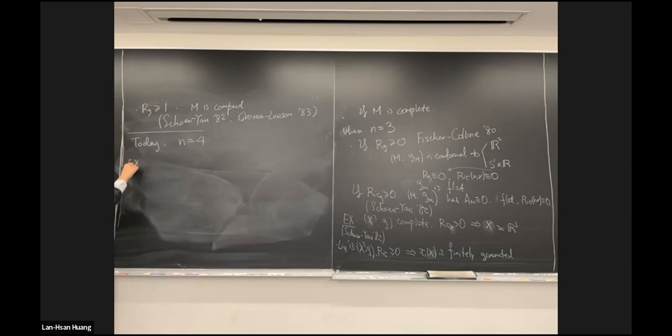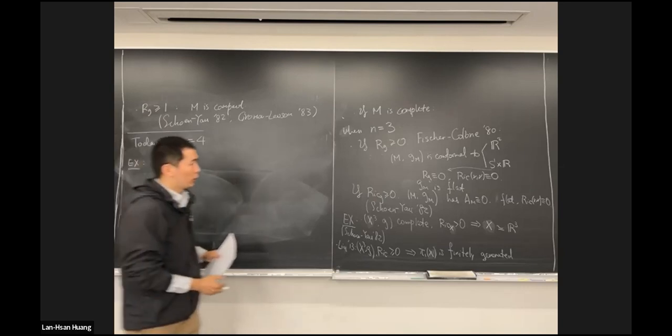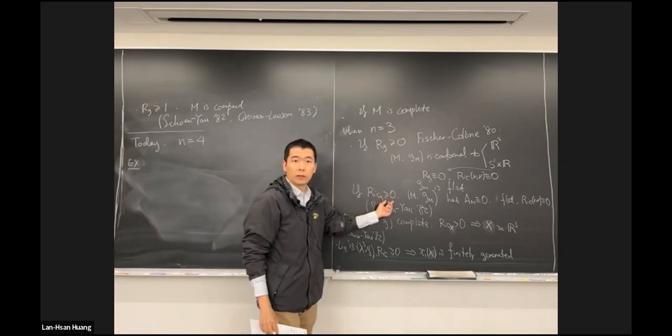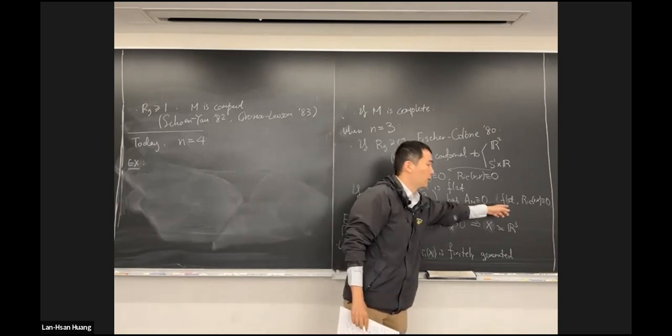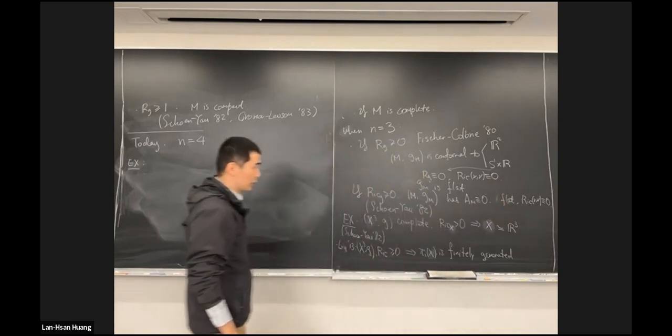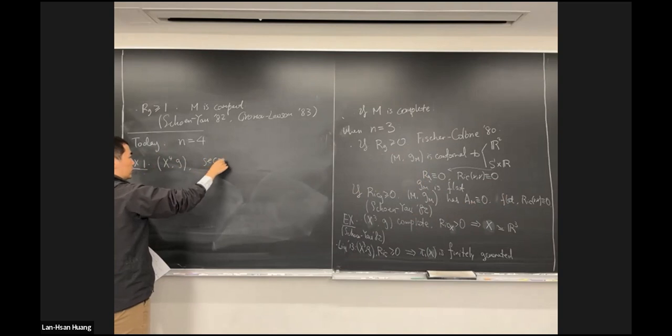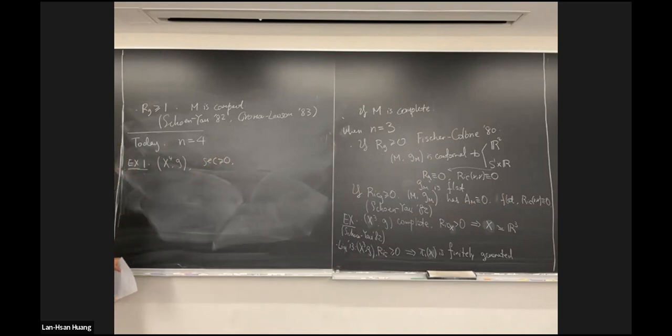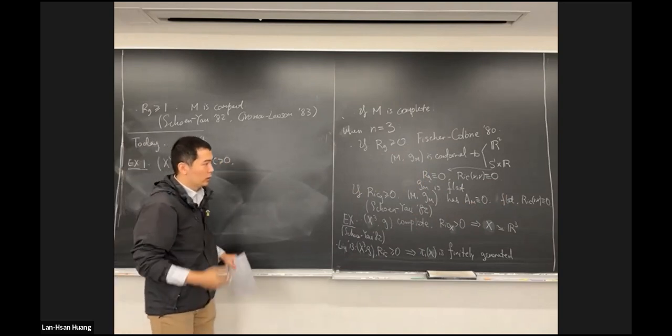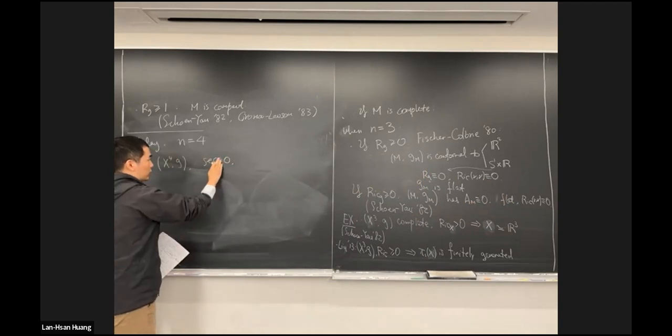Let's begin with examples. Keep in mind that in dimension 3, if you assume Ricci non-negative, then you have totally geodesic, flatness, and Ricci identically 0. So the first example shows that in dimension 4, this is not the case. This example is to give you a 4-manifold which has sectional curvature non-negative, okay, let's say strictly positive.